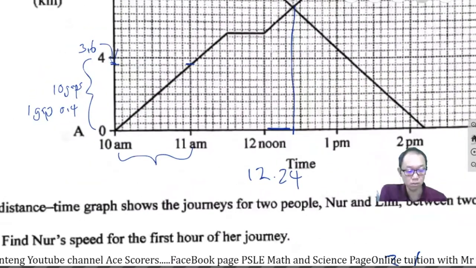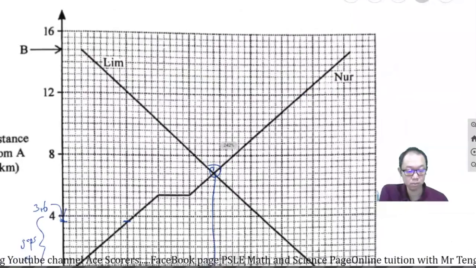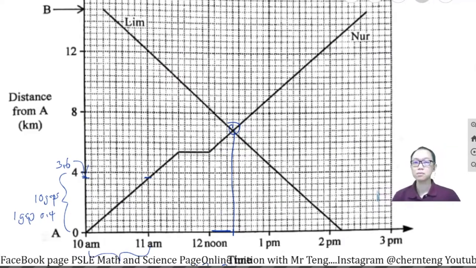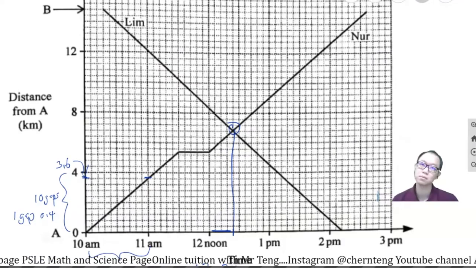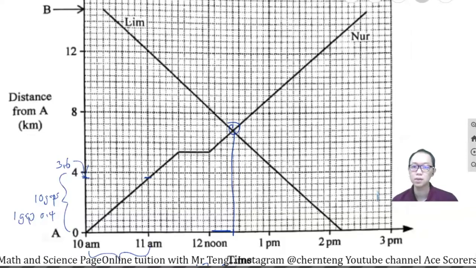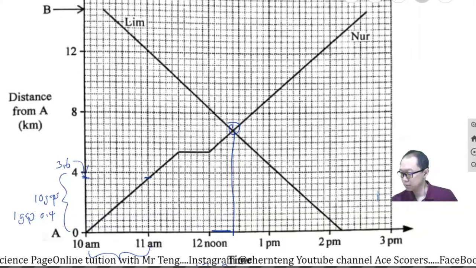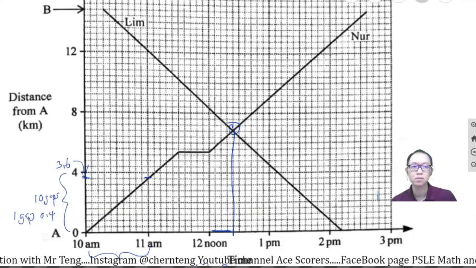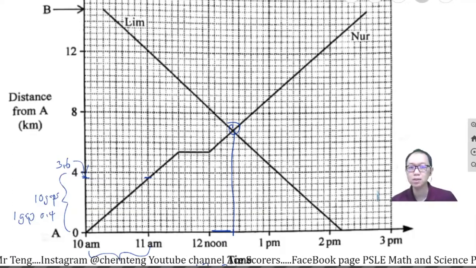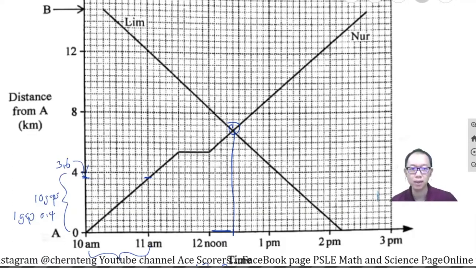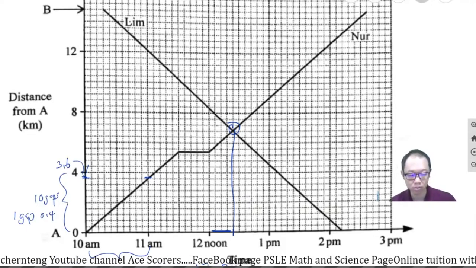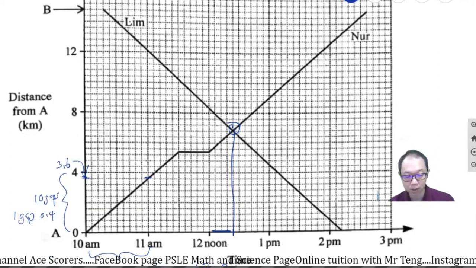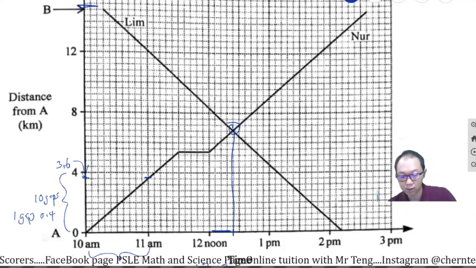How far are they from village B when they pass each other? Where's village B? Okay, try this one. How far are they from village B when they pass each other? Distance. Are you able to see the graph or is it too tiny? Because it's a bit too small, right? I don't know if you all print out or can see or not. So here, we need to find out what's the distance here, because that's village B.